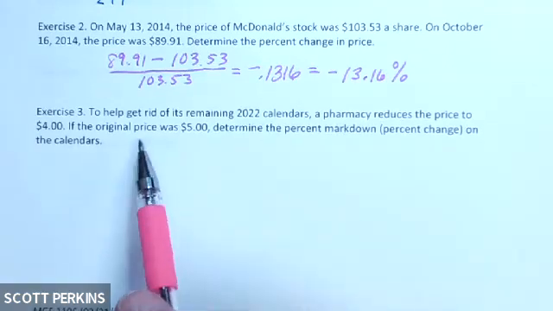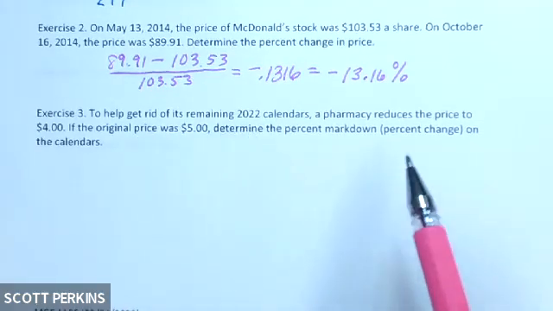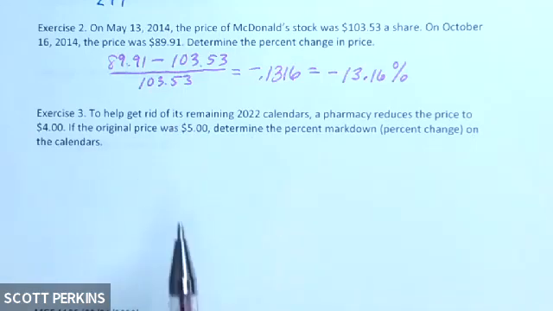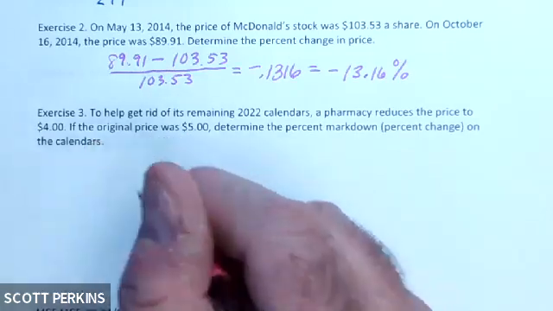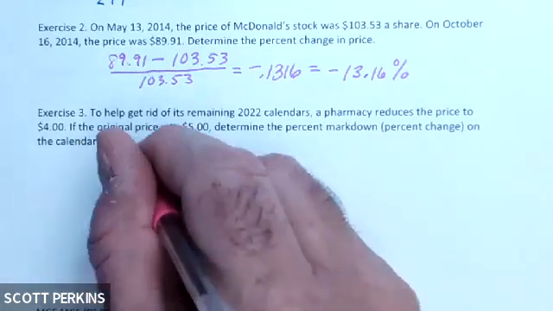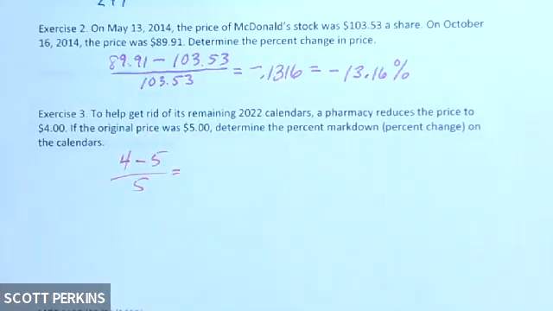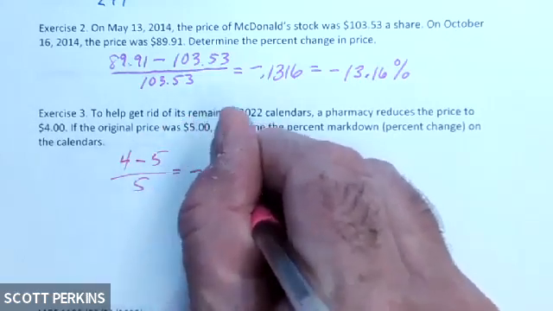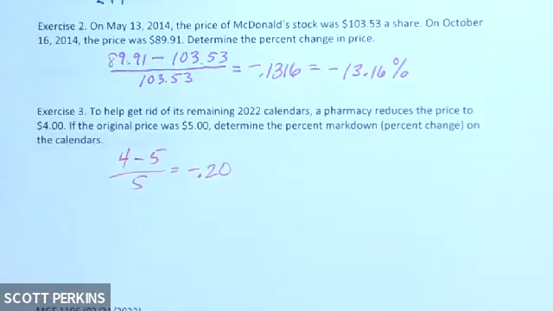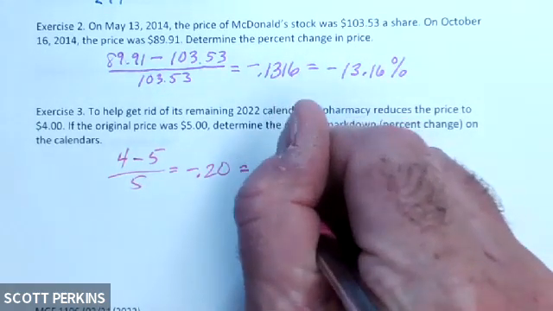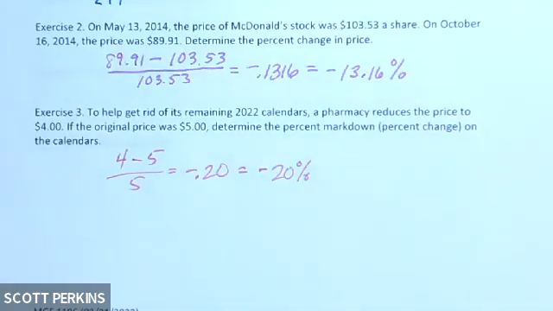So on this problem, to get rid of our remaining 2022 calendars, this pharmacy reduced the price to $4. The original price was $5. What's the markdown here? So the new price is $4 minus the original price of $5. And so then that becomes negative 0.20. So it's a markdown because it's negative. It's a percent decrease. So they're going to hang a sign over these calendars, and they're going to say that they are 20% off. So negative 20% or the markdown of 20% off.